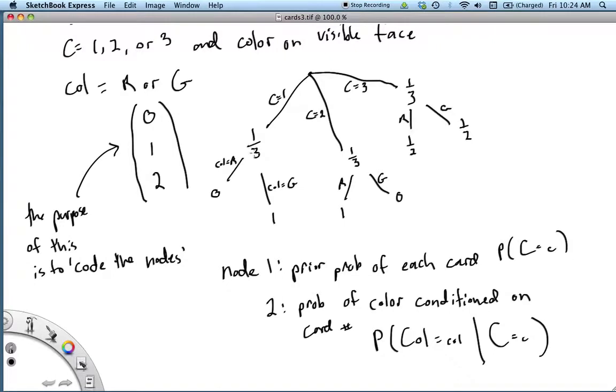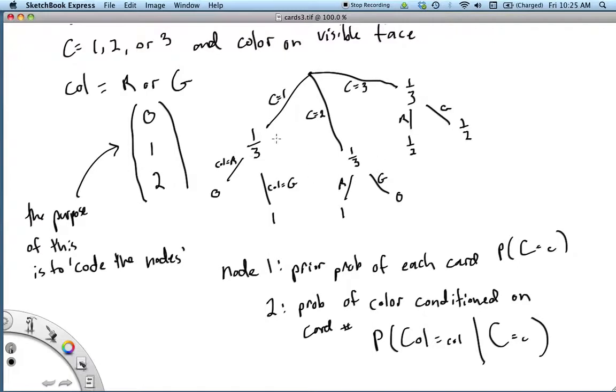Okay, so supposing that you've selected card 1, once you've selected a card, there's two things that could happen. You could see red or you could see green. So each of these nodes will form 2 more branches, red and green for each one.